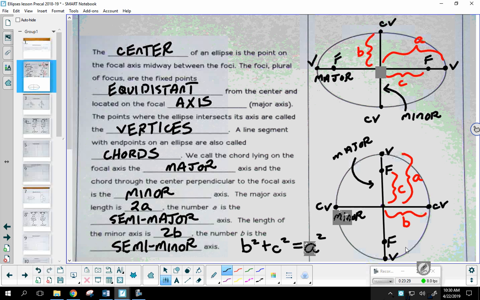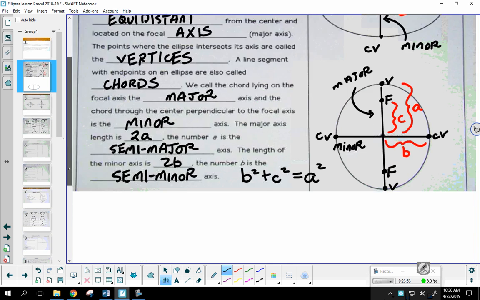Now, I'll talk about this more in just a moment, but of all three of your distances, a is always going to be the largest distance. In fact, the relationship between them will be that b squared plus c squared equals a squared. Okay. A is always the largest distance, so it would have to represent the hypotenuse in the right triangle, and I'll go ahead and show you where this is.